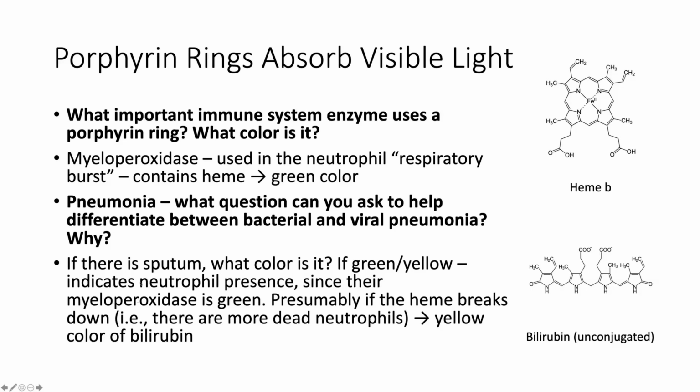If it's green or yellow, that would indicate neutrophil presence, since when the neutrophils break down, they release their myeloperoxidase, which again contains heme. The heme, again, is a porphyrin ring, so it absorbs visible light. If the heme breaks down a little bit, then you can basically get bilirubin. I'm pretty sure that's where the yellow comes from if you've got yellow sputum. Cool?